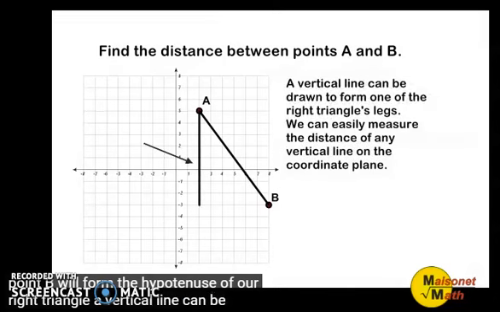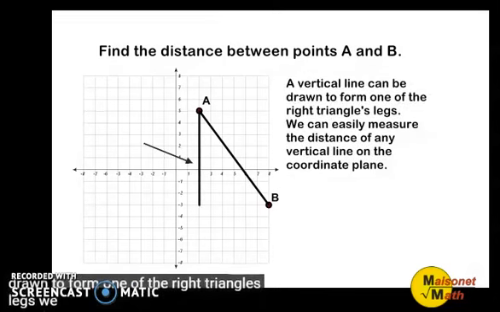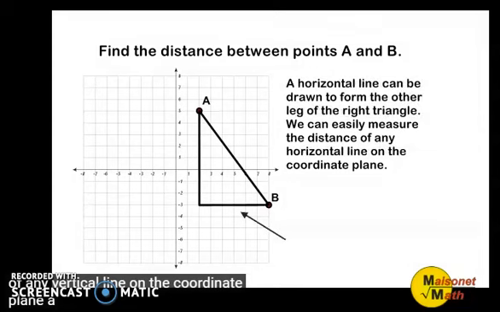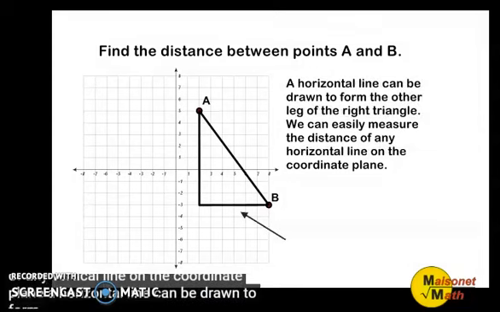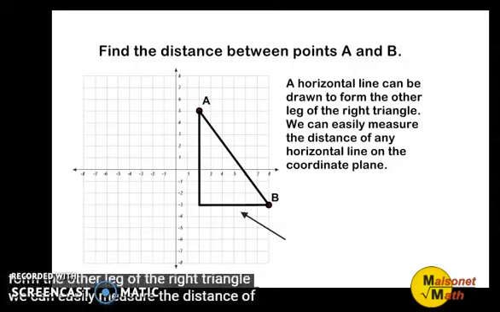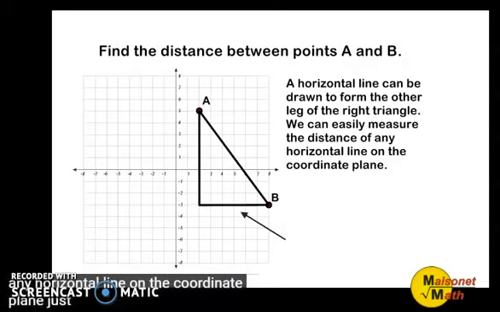A vertical line can be drawn to form one of the right triangle's legs. We can easily measure the distance of any vertical line on the coordinate plane. A horizontal line can be drawn to form the other leg of the right triangle. We can easily measure the distance of any horizontal line on the coordinate plane, just as we can any vertical line.